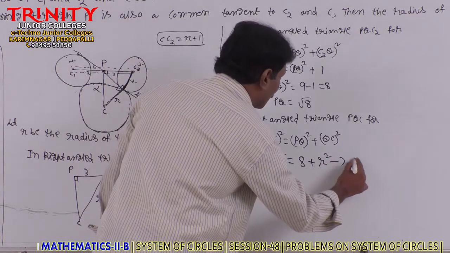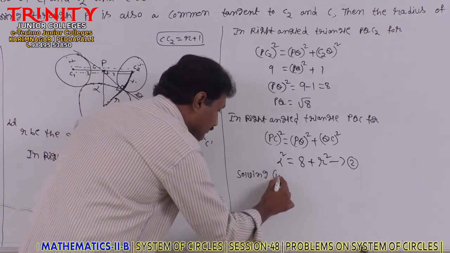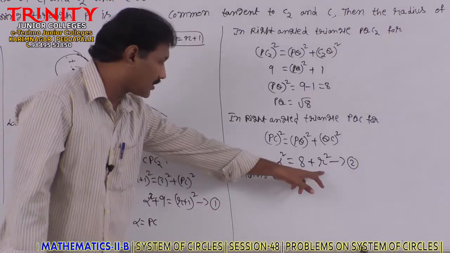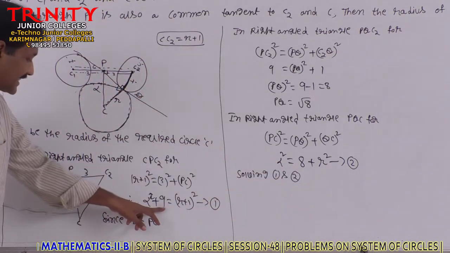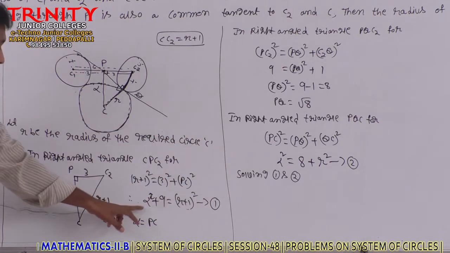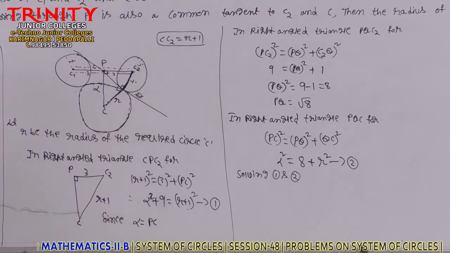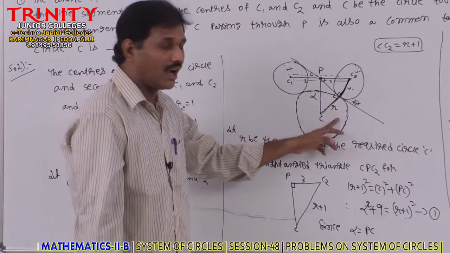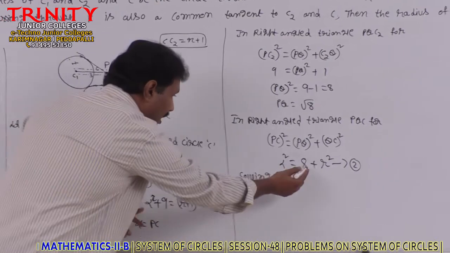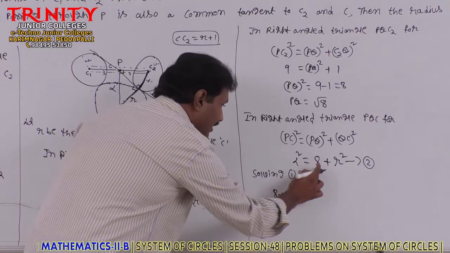Solving 1 and 2. Here alpha square equals 8 plus r square, and alpha square plus 9 equals r plus 1 whole square. Substitute the alpha square value in this equation. Here we need the radius of the circle C, that is why we need the unknown value r, the radius of the required circle C. The alpha square value is 8 plus r square.